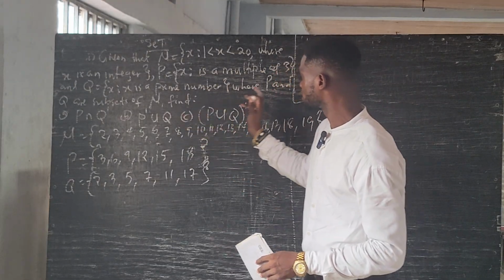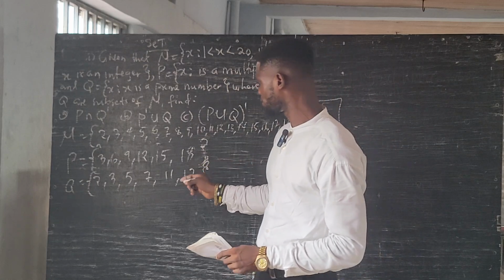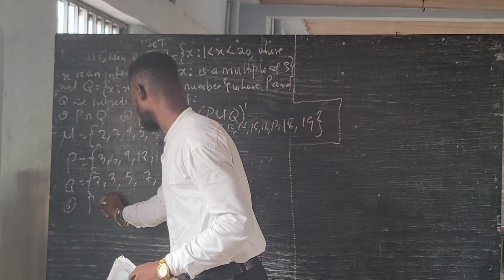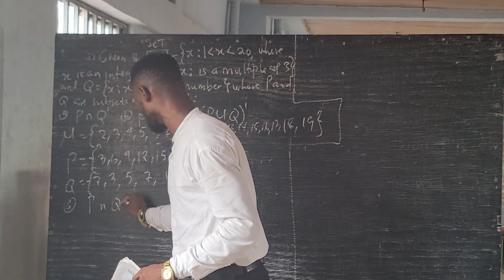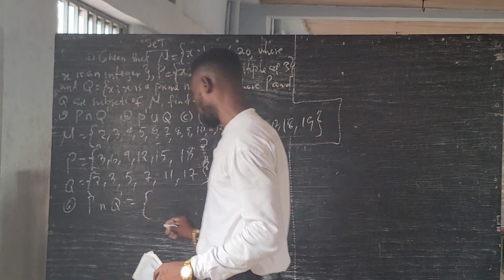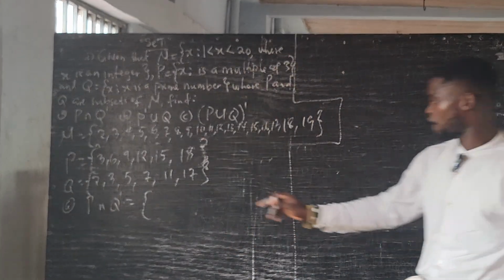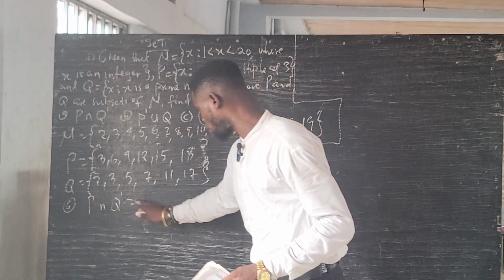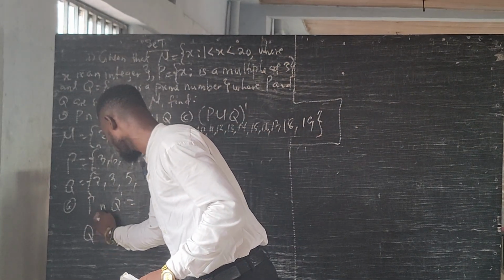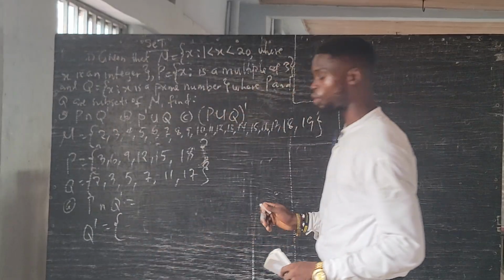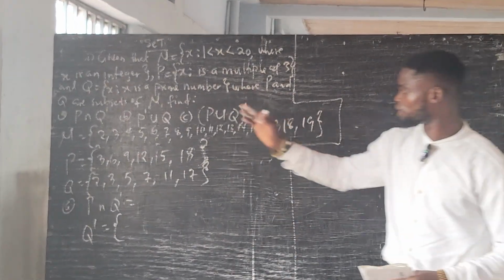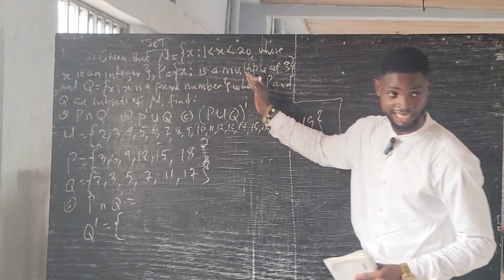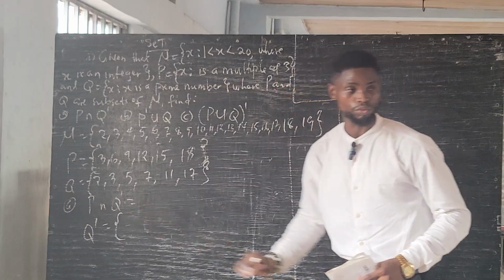Okay. So we are asked to solve number 1. They say you should find a, that is P intersection complement of Q. That's what we are asked to find. But before you do that, we don't have the complement of Q. We only have Q. Now you need to get your complement of Q. What do you mean by complement? It is what is contained in the universal set that does not belong to Q.